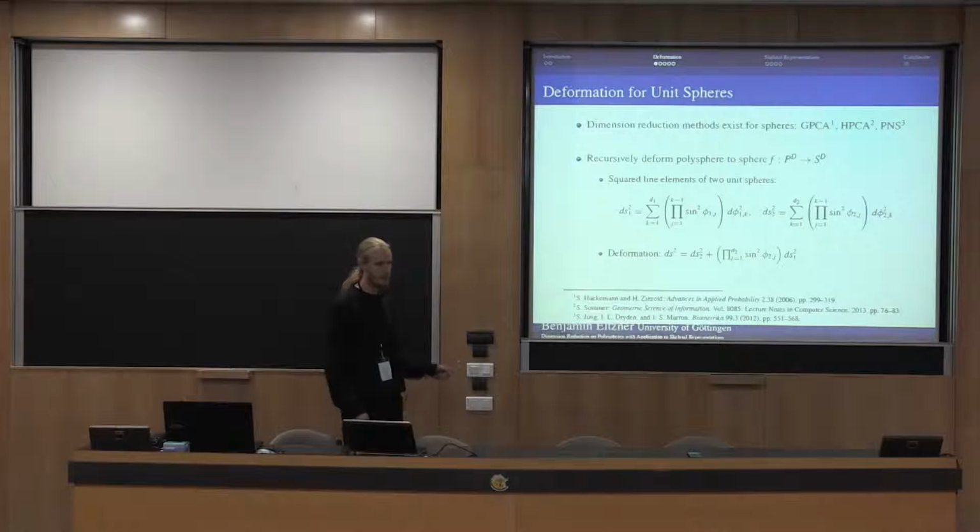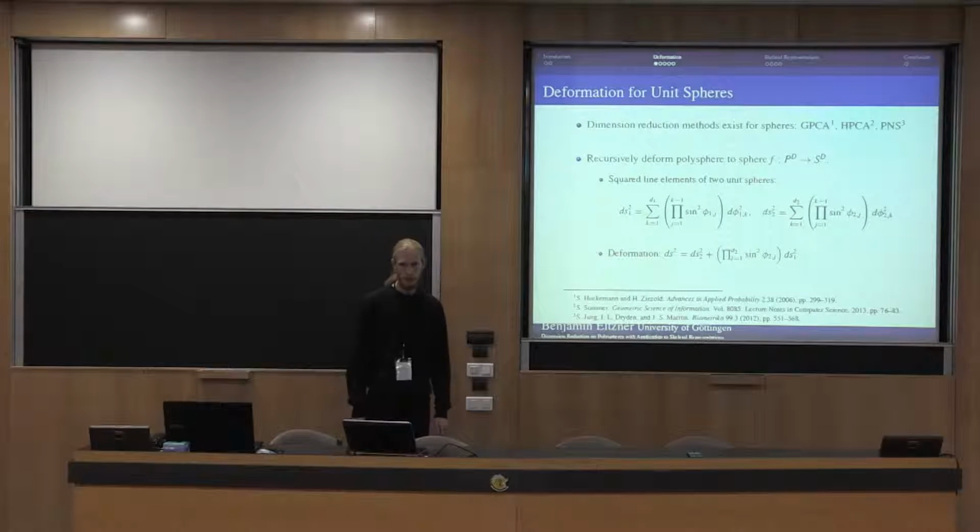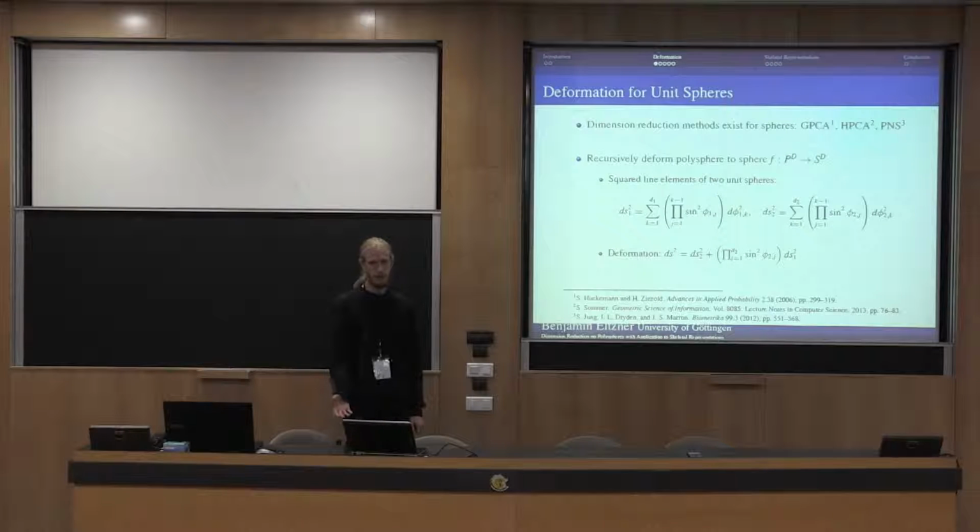Okay, so we have squared line elements for 2 unit spheres, so we do this recursively. So I just explained the atomic deformation for 2 spheres, and then it can be iterated. What we do is we just multiply with a volume factor that turns the sum of these line elements into the line element of a high-dimensional sphere. And so in this sense, the sphere S1 is called the inner sphere because it's deformed, and the sphere S2 is called the outer sphere, which is not deformed.